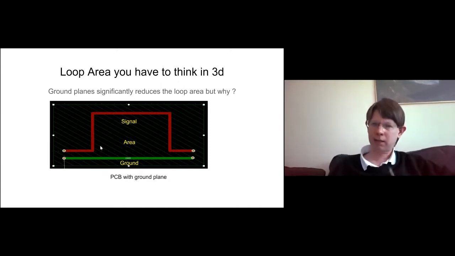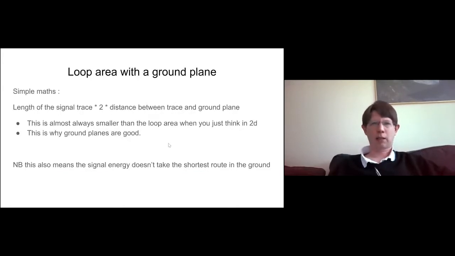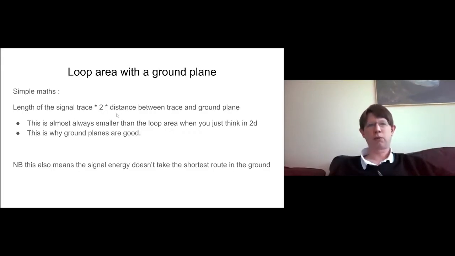So this is sometimes counterintuitive to people. Lots of people think it will flow through the quickest path, and at DC it will, but we're talking high frequency here. All the edges, all the high frequency energy flows under the trace in the ground plane. And so there won't be any high frequency energy at this point here in the ground plane. I've just explained all of that. So the simple maths: the length of the signal trace times 2, because we've got to go there and back again, and the distance between the trace and the ground plane.